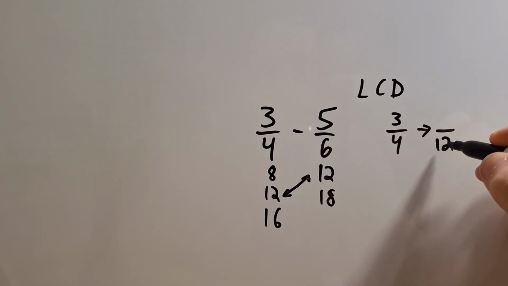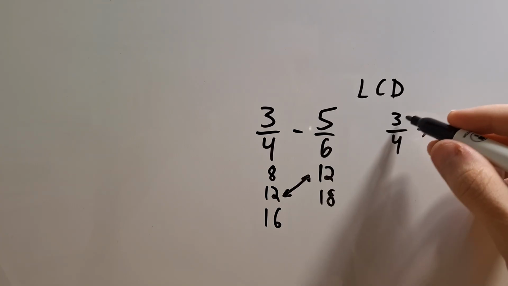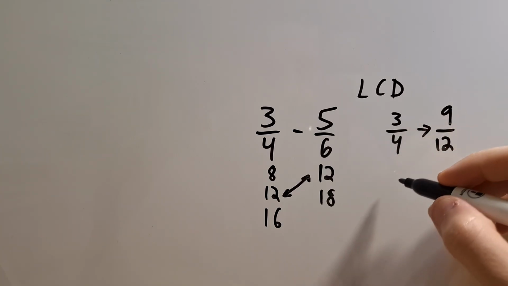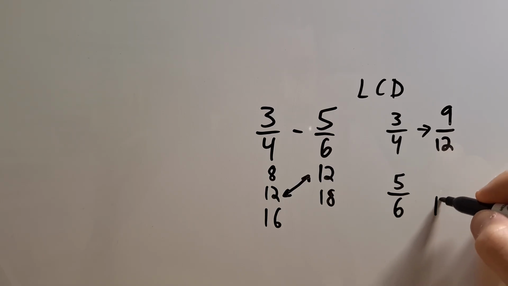To get to a denominator of 12 from 4, multiply by 3. So 3 times 3. And then likewise, same thing for 5/6. In order to get to a denominator of 12, I must multiply by 2.